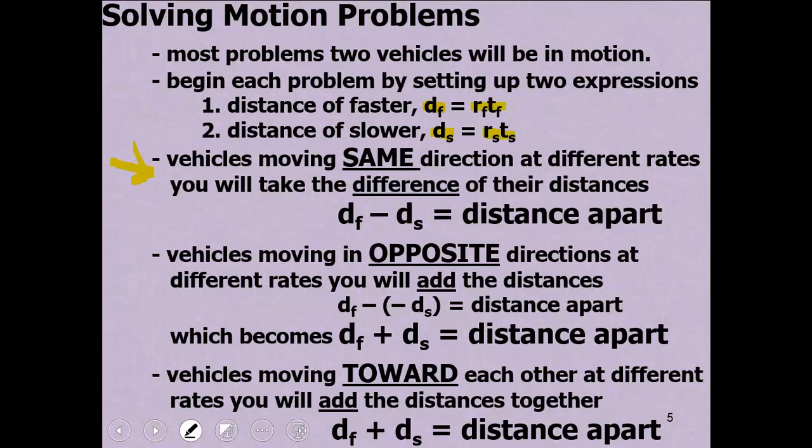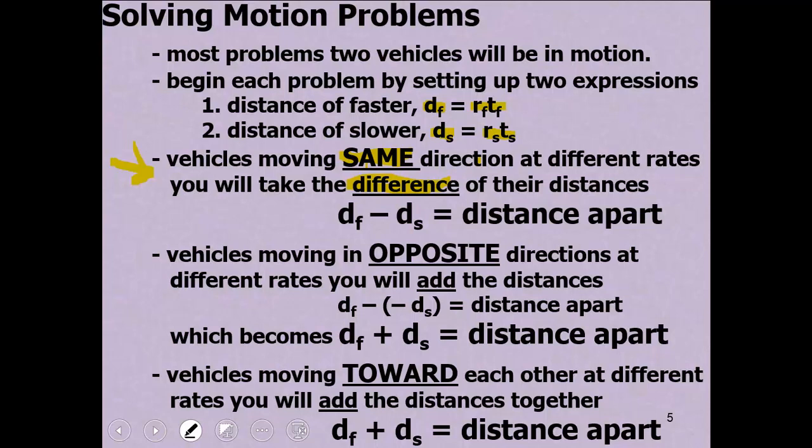You can either have vehicles moving in the same direction, vehicles moving in the opposite direction, or vehicles moving towards each other. So in the course of reading the text, if they tell you that the vehicles are moving in the same direction at different rates, then you're going to take the difference of their distances traveled.